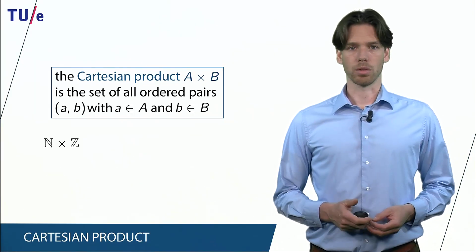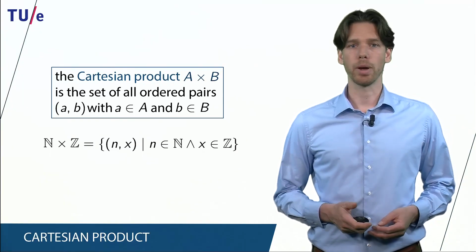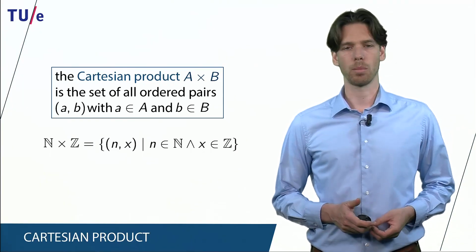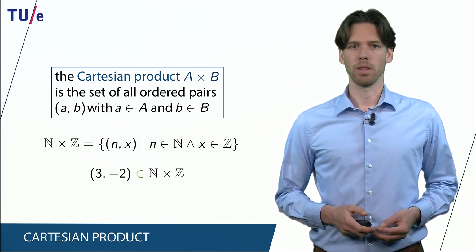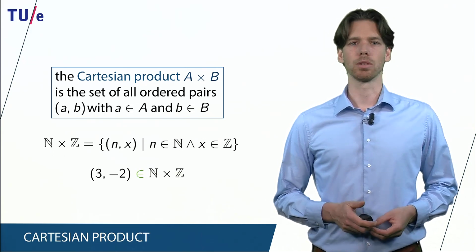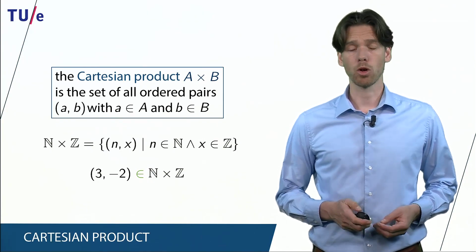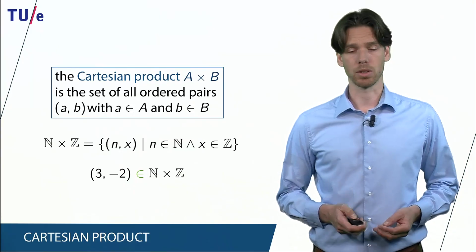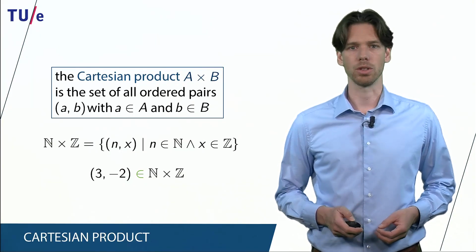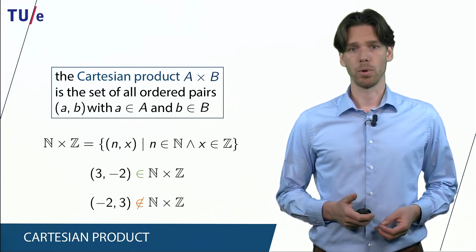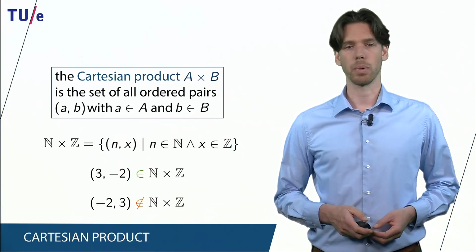The Cartesian product of the set of natural numbers and the set of integers consists of all pairs of which the first element is a natural number and the second element is an integer. To emphasize that the order in which we list the elements of an ordered pair is important, note that the pair (3, -2) is an element of this Cartesian product because 3 is a natural number and -2 is an integer, but (-2, 3) is not an element of this Cartesian product because -2 is not a natural number.